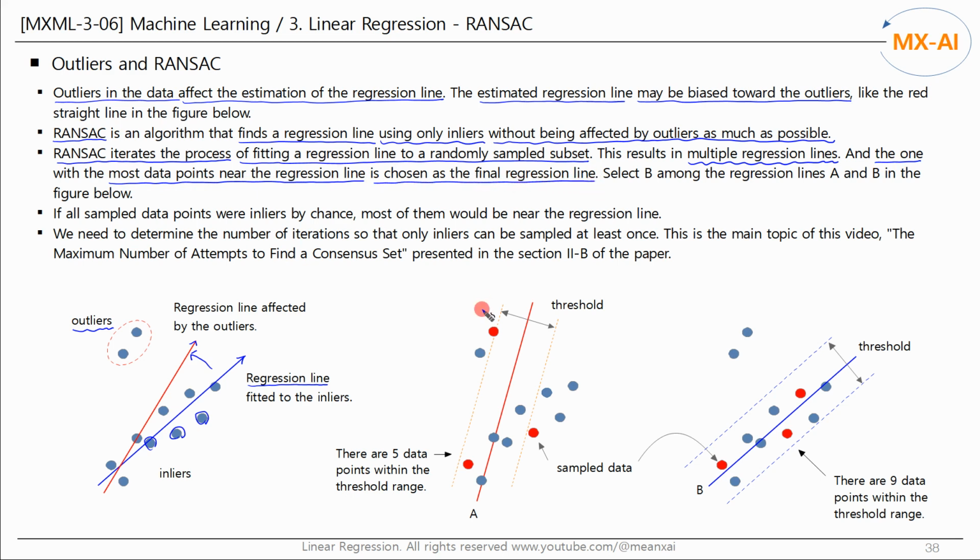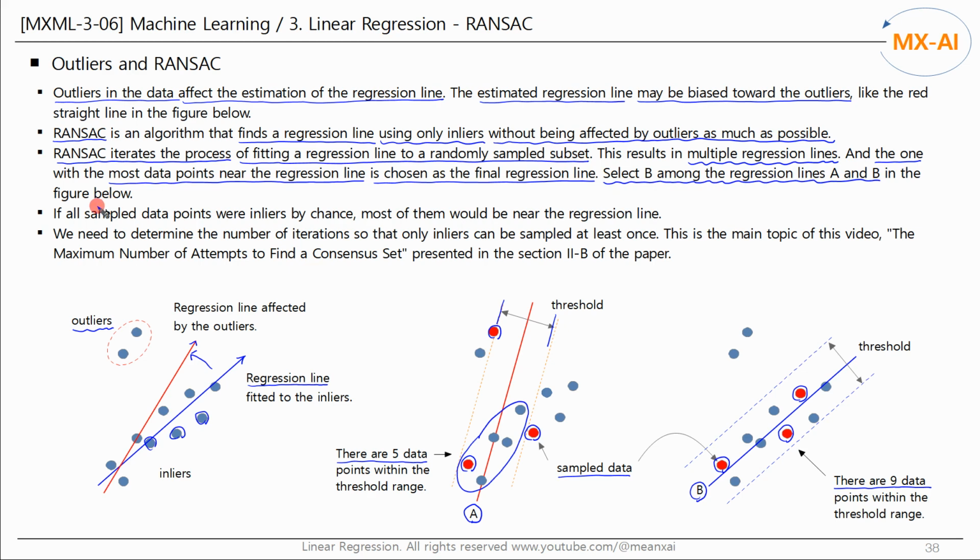In the figure below, the red data points are sampled data. If you fit a regression line to sampled data points, it would probably look like this. And set the threshold range. There are 5 pieces of data within this range. In the next iteration, the sampled data points are all inliers like this. If you fit a regression line to this sampled data, it would probably look something like this. There are 9 pieces of data in this threshold range. Since there are more data points near the regression line B, we choose B between A and B.